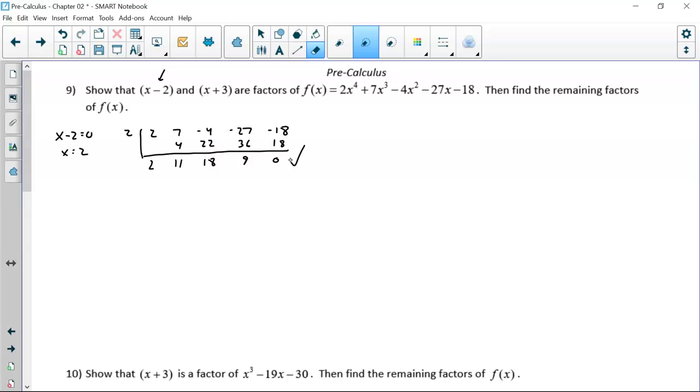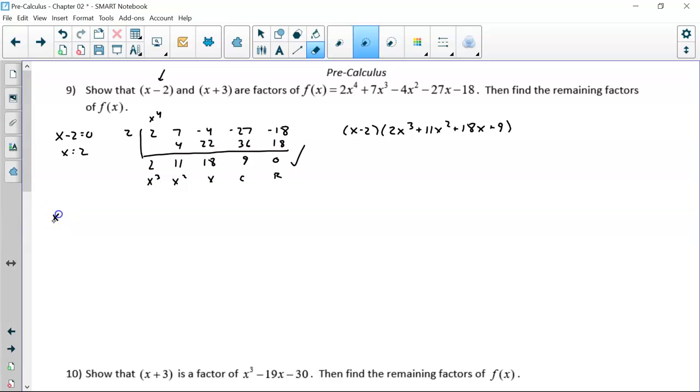Now, when we write this, we can write this in that form we talked about earlier, where our divisor goes on the outside, x minus 2. And our quotient, now remember, this was x to the 4th, so this is x cubed, x squared, x, constant, and the remainder of 0. So 2x cubed plus 11x squared plus 18x plus 9. Now we can actually keep factoring this.